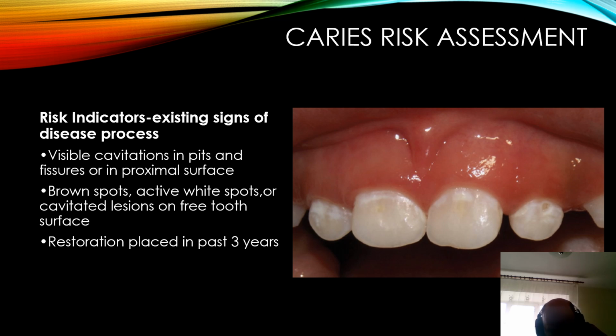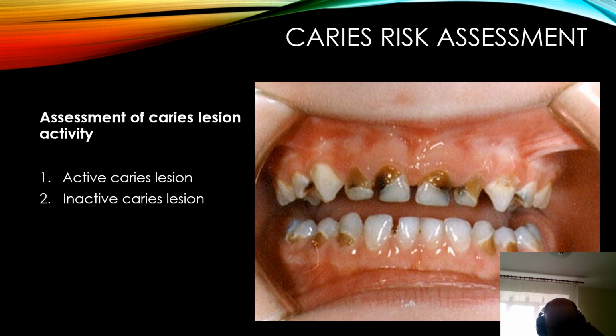And risk indicators. Existing signs of disease process. Visible cavitation in pits and fissures or in proximal surfaces. Brown spots, active white spots, or cavitated lesions on free tooth surface. And restoration placed in past 3 years. And assessment of caries lesion activity. According to these signs, caries can be active or inactive.